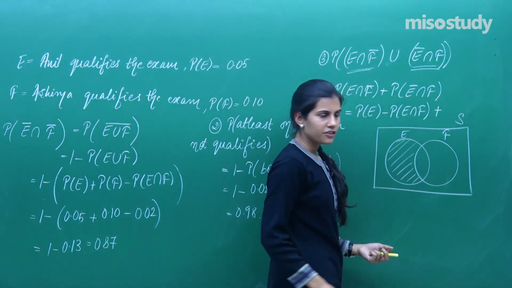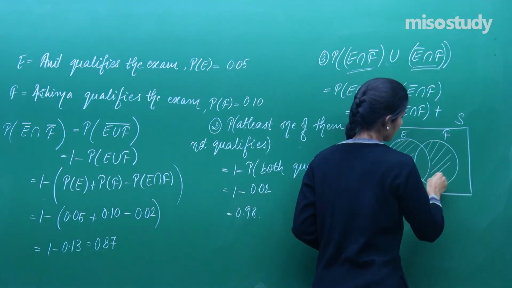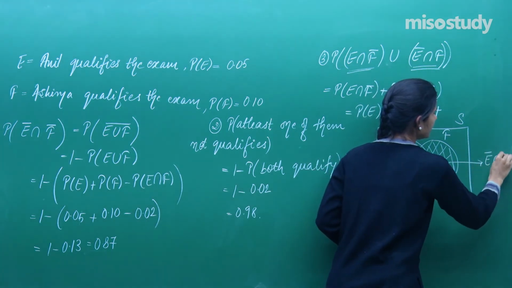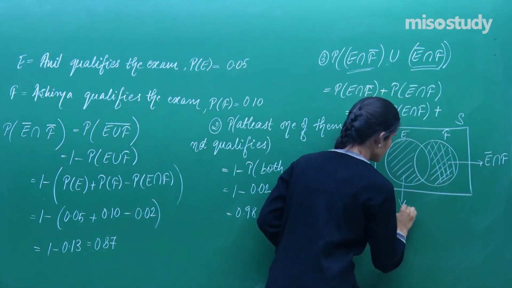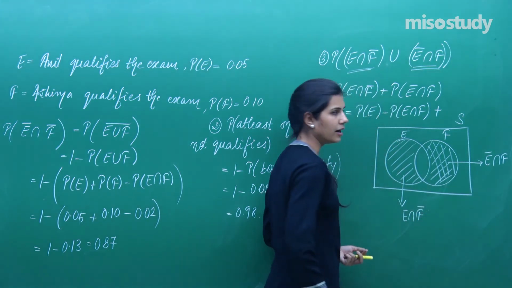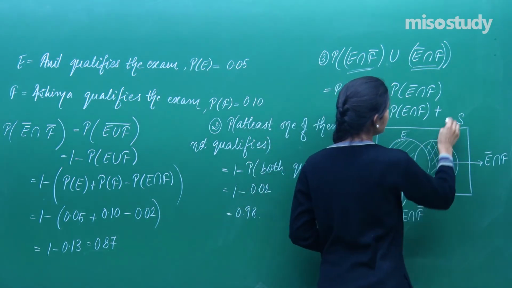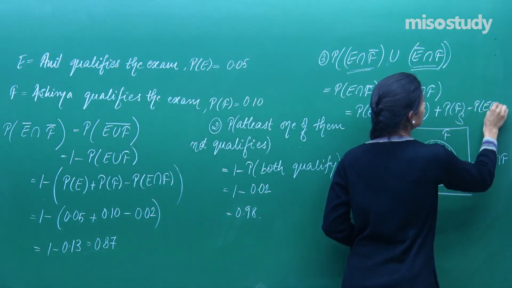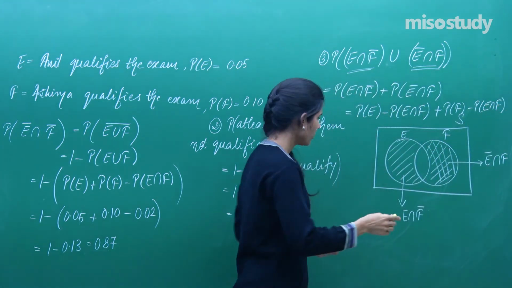Similarly, E bar intersection F is this. This is E bar intersection F and this is E intersection F bar. This is again F minus E intersection F. This is probability of F minus probability of E intersection F.